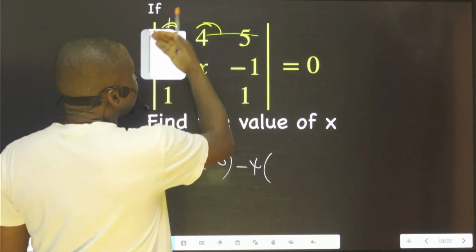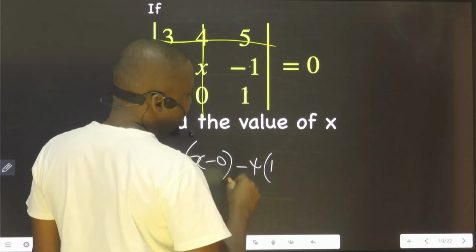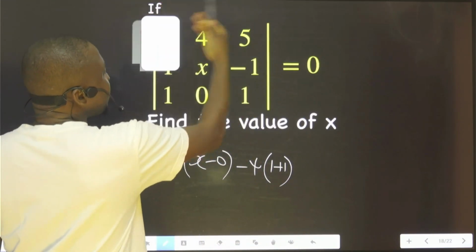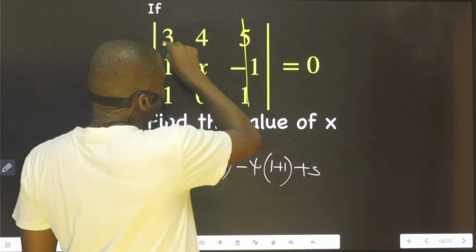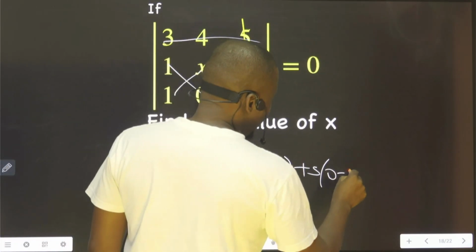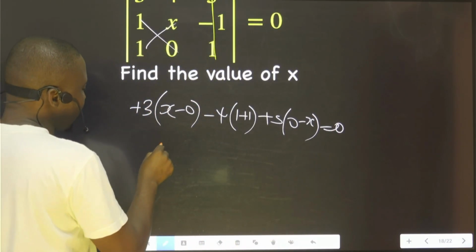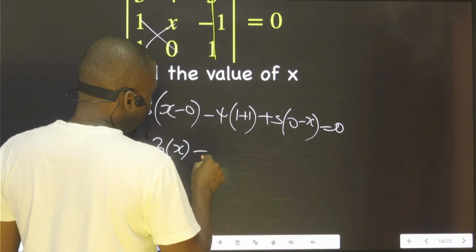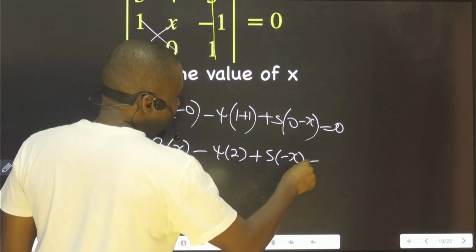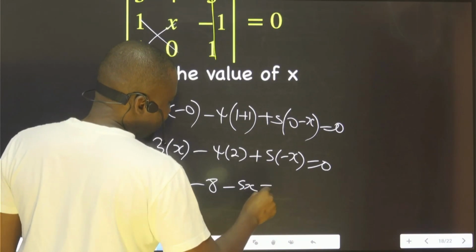We take all this one out. This multiplied by this is 1. This multiplied by this is minus 1. With the minus that was there is plus 1. Okay? Then we take this 5. We take this out. This will produce 0. This will produce minus x. All equal to 0. Very easy. This is 3x. This is minus 4. 2 is here. 5 minus x equal to 0.